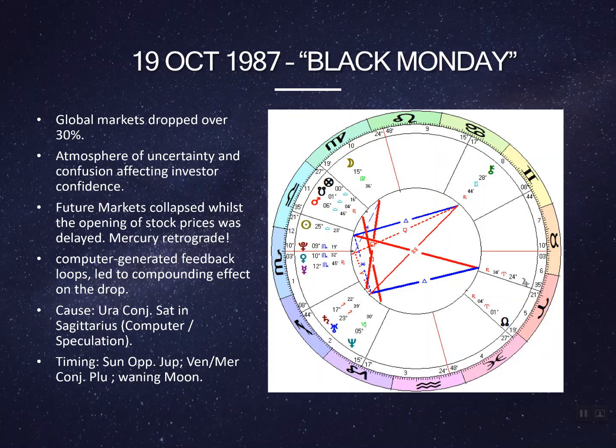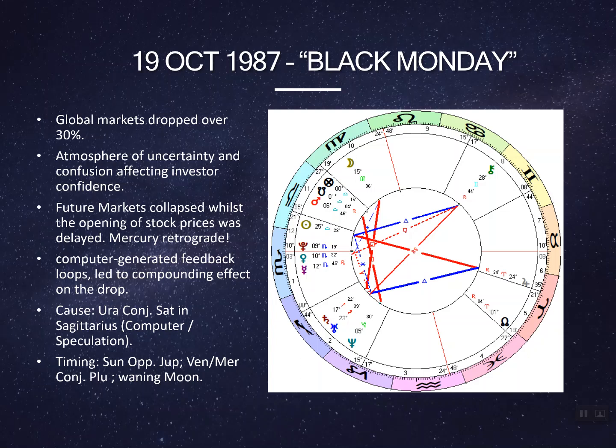So let's look at the first market crash. It started on the 19th of October 1987, which is referred to as Black Monday. Most of the global markets dropped by over 30%. I think the Hong Kong index dropped by over 50%, and it was driven by a lot of banks in Hong Kong itself. It happened during an atmosphere of uncertainty and confusion, which affected investor confidence, and it happened very quickly within one day.